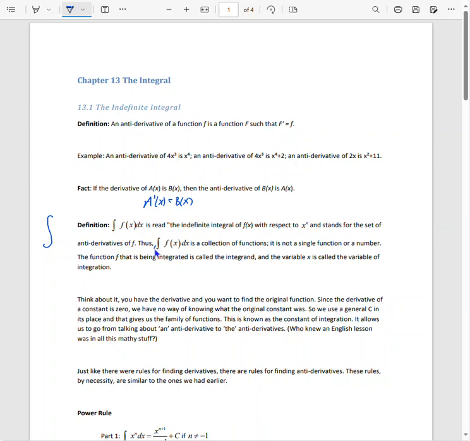All right, so this is a collection of functions, just like this tells us to take the derivative of f of x, where x is your variable. This says take the antiderivative of f of x, where x is your variable. It's not a single function, it's not a number, it's a whole collection of functions that are different just by the constant. The function f is called the integrand, it's inside the integral, it's being integrated. The variable x is called the variable of integration.